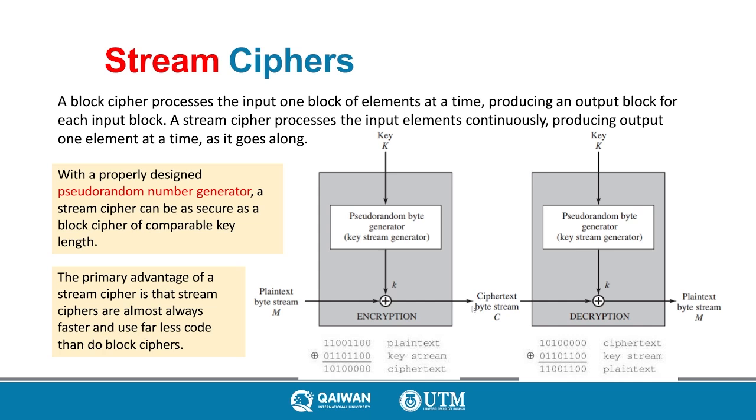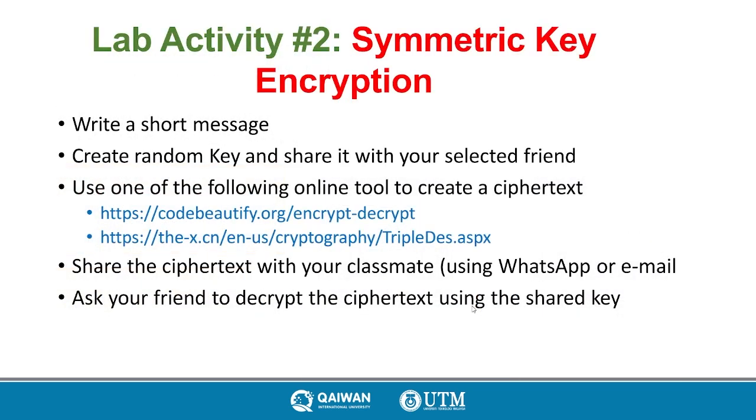Okay, with a properly designed pseudo-random number generator, a stream cipher can be as secure as a block cipher of comparable key length. So it means that if a stream cipher uses a 192 key length, it will be as secure as AES with a 192 key length. The primary advantage of a stream cipher is that stream ciphers are almost always faster and use far less code than block ciphers. This would be our primary advantage.